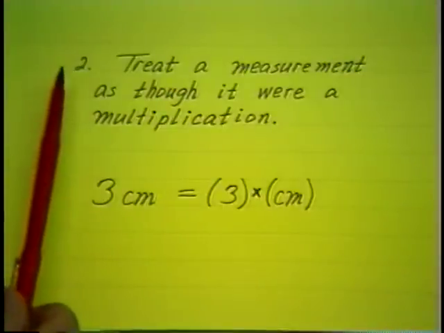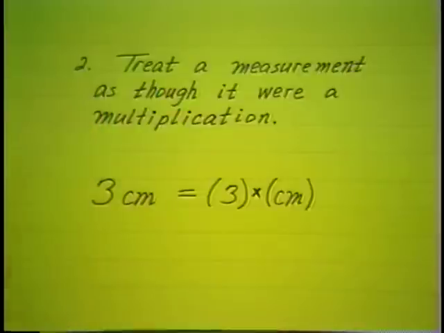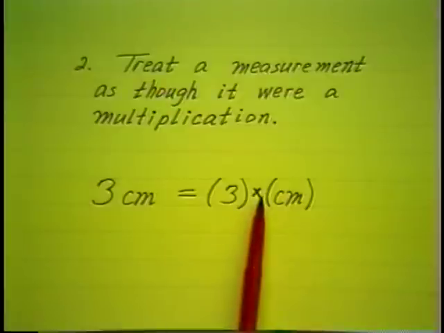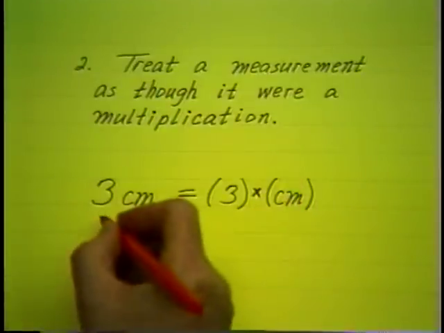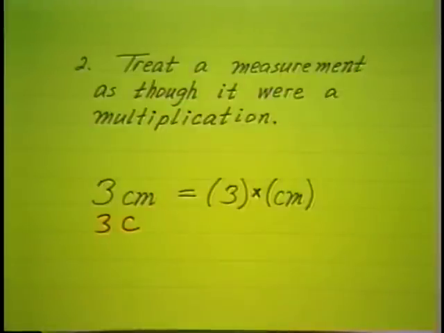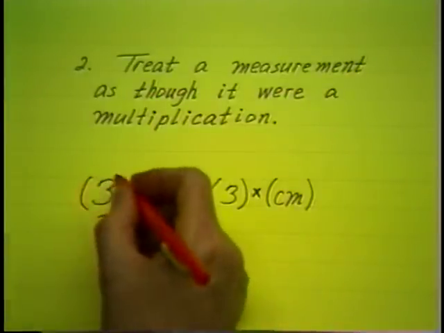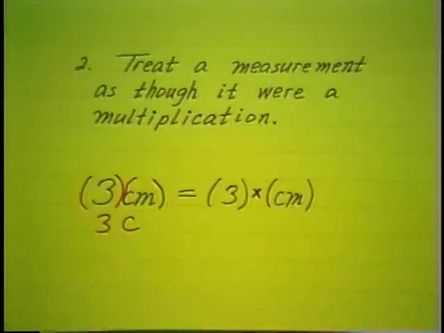The next idea to keep in mind is to treat a measurement as though it were a multiplication. Instead of thinking 3 centimeters, begin to think 3 times centimeters. Certainly if I had 3 times a variable, which is some number, we would know that this implied proximity here means times. So that's 3 times some number called c. We wish to treat the units of measurement the same way, as though they were times.